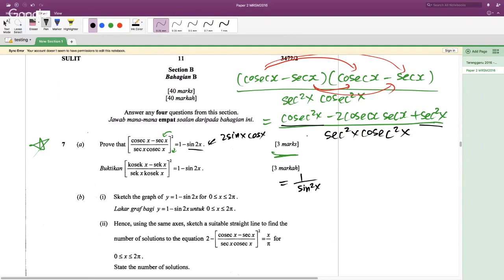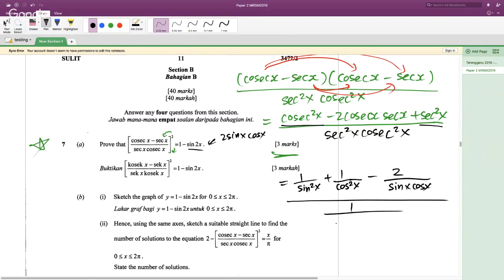I will move the secant square x to the front now because both of them are squared. This one is 1 over cos square x. The negative 2: this one is 1 over sine, this is 1 over cos, so I can say it's 1 over sine x cos x. Over the bottom is basically 1 over sine square x cos square x.